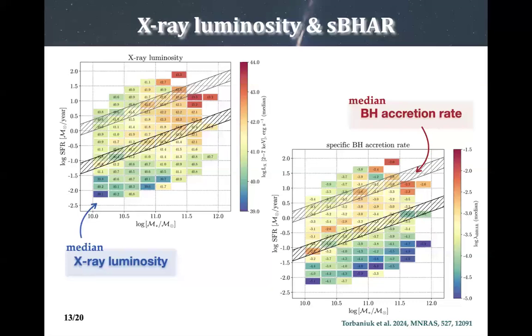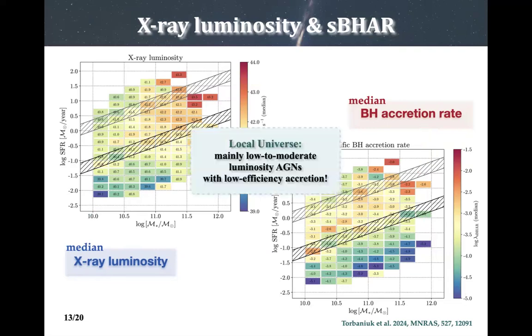The second goal of our work was to look at whether there is a dependence of how fast the black hole is accreting on the star formation rate and stellar mass of the host galaxy. For this, we plotted the star formation rate versus stellar mass diagram as is. But instead, in each 0.25 dex bin, we calculate the median X-ray luminosity of AGN falling inside this bin, or the median black hole accretion rate.